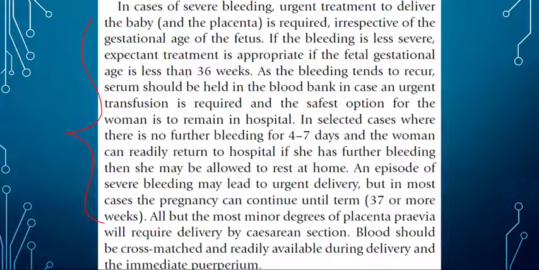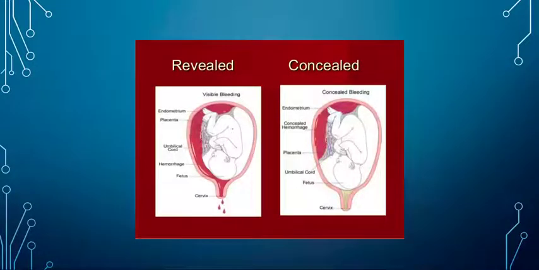So give it a read of the management from here as well. So that's the revealed variety that you can see, and that's the concealed variety. Which one would be more painful, concealed or revealed? Concealed, because blood is collecting inside. Which one will you get symphysis fundal height more than gestational age? Concealed, right? Because the blood is collecting, so the uterus will be larger.